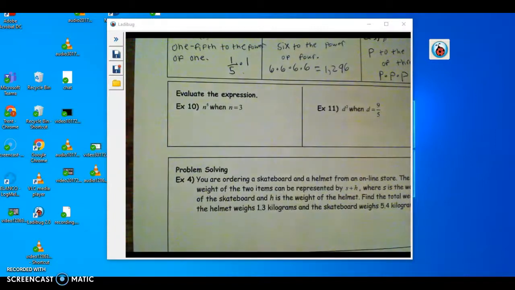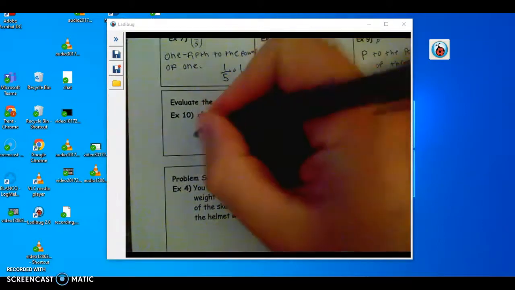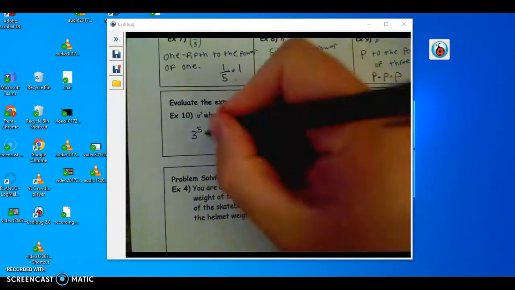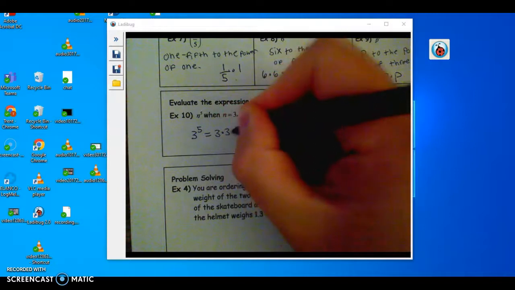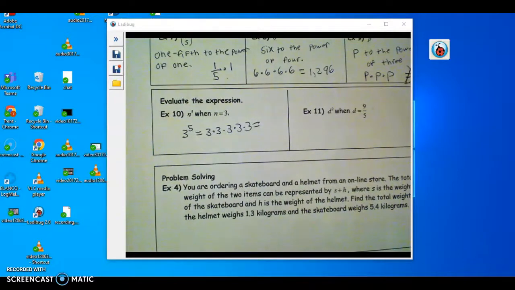Example 10. Evaluate the expression n to the power 5 when n is equal to 3. Okay, so just like we did in the first examples, we're going to replace n with 3. So it's going to be 3 to the power of 5, which is equal to 3 times 3 times 3 times 3 times 3, which again, use a calculator for this. It's going to be some big numbers, so you probably won't be able to use your mental math for that. Comes out to 243.